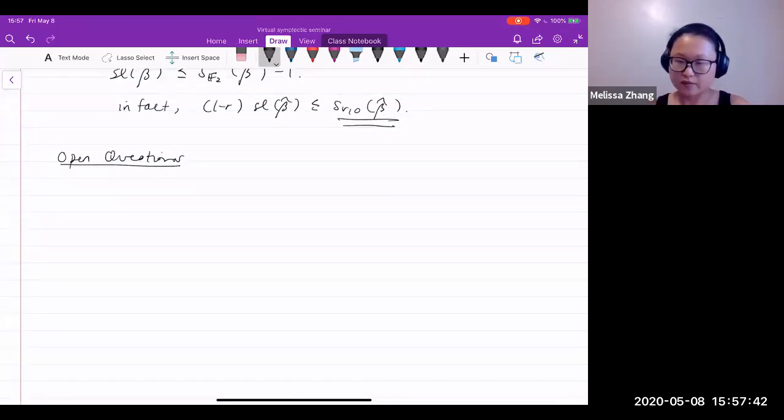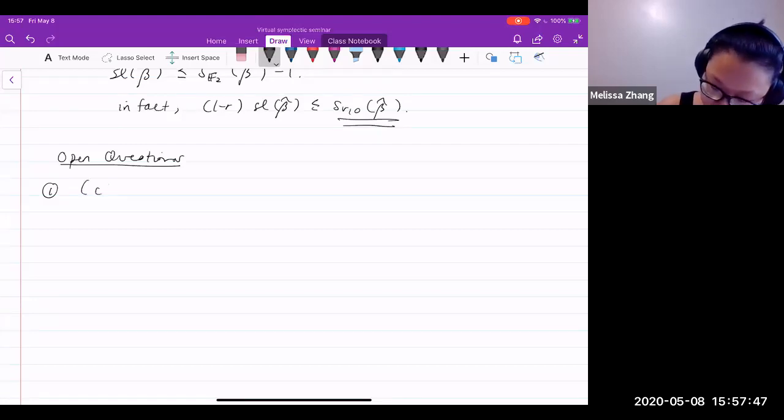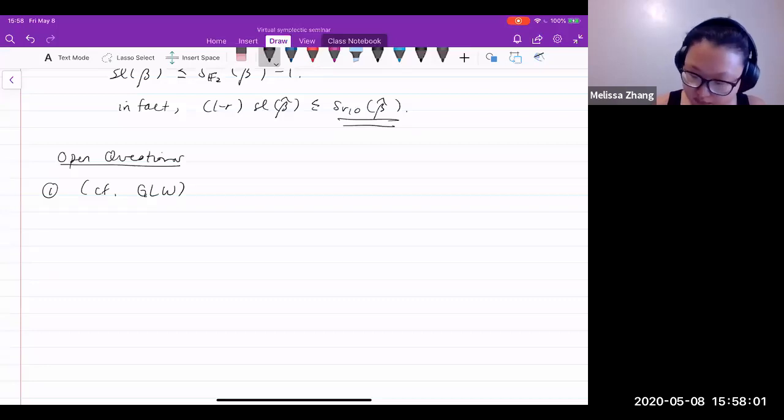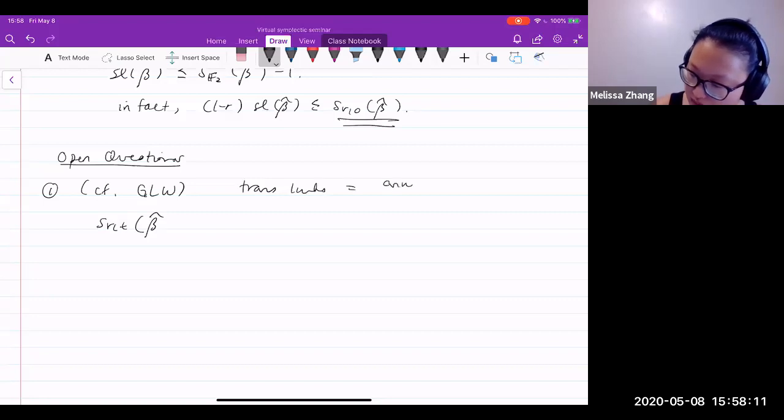So this gives you some information about transverse links, but you could also ask a bit more. So you should definitely look at Grigsby-Licata-Wehrli for this. The same question that they had, we also have for our invariant, because they're constructed so similarly. The main question is, you might have to think about this a little bit, but remember that transverse links are just annular links mod a positive stabilization.